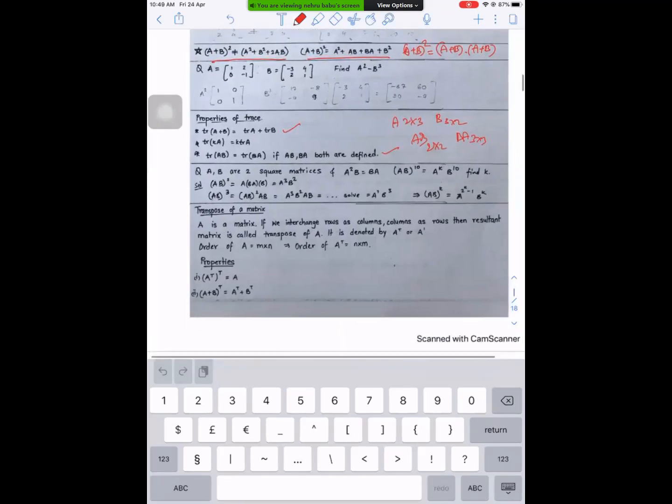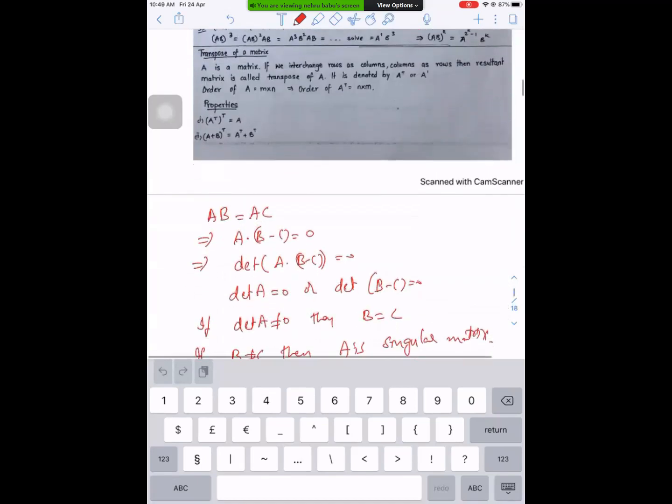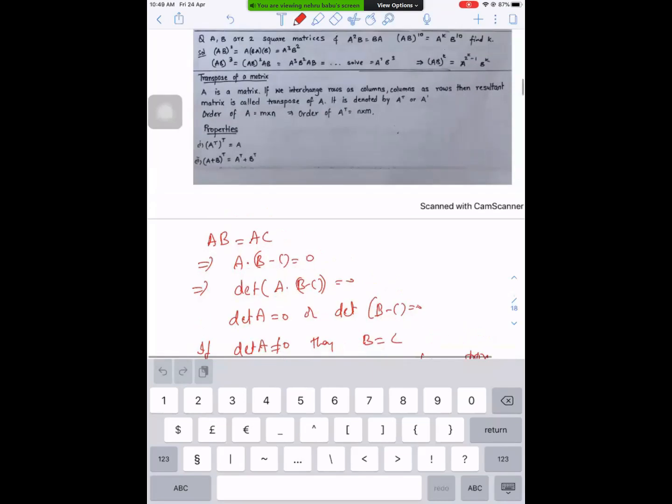Next, transpose. Transpose means if you interchange rows as columns and columns as rows, the resultant matrix is called a transpose. If the order of A is m by n, then the order of A transpose is n by m. And here are properties like A transpose, whole transpose. The first property: A transpose, whole transpose equals A, and A plus B whole transpose equals A transpose plus B transpose.